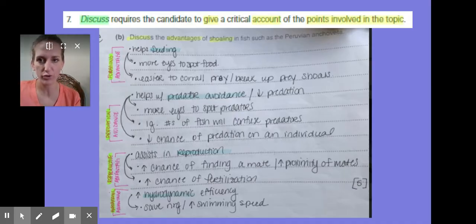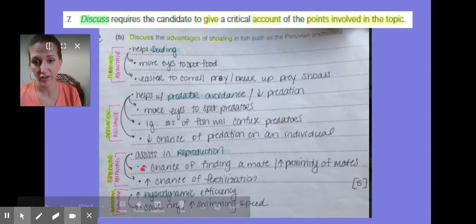Discuss the advantages of shoaling. Shoaling is like schooling, when fish are swimming in a coordinated way. Why is it an advantage? This is for the Peruvian anchoveta, really for an anchovy. What's the advantage of shoaling? It could be for any fish. We'll talk about shoaling as well, but I am just discussing the critical points.